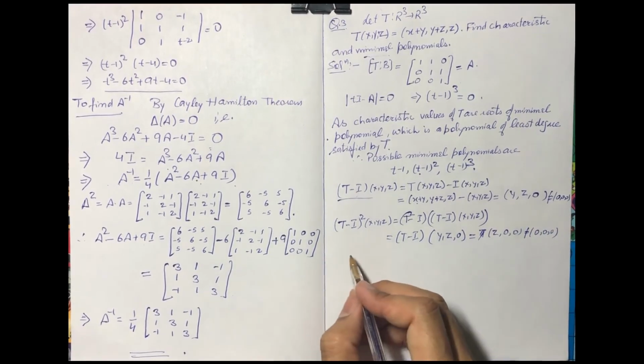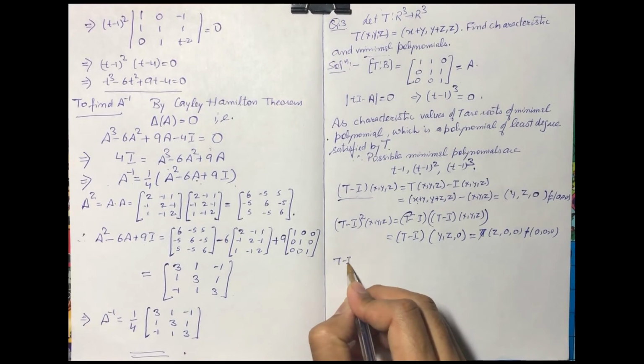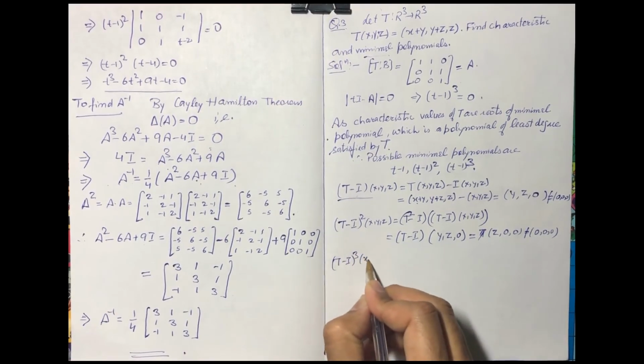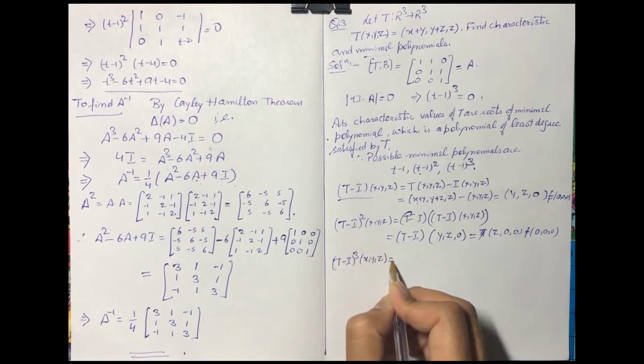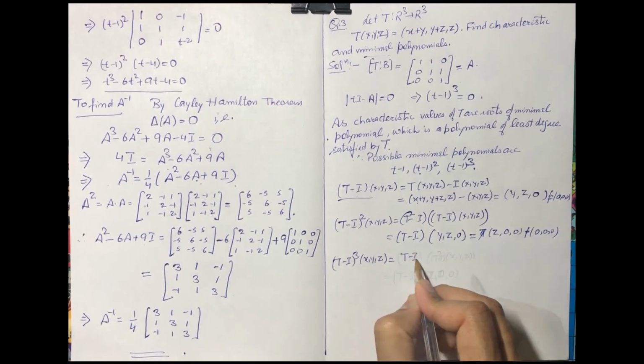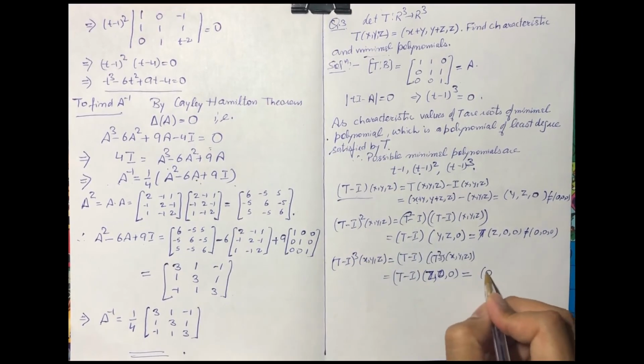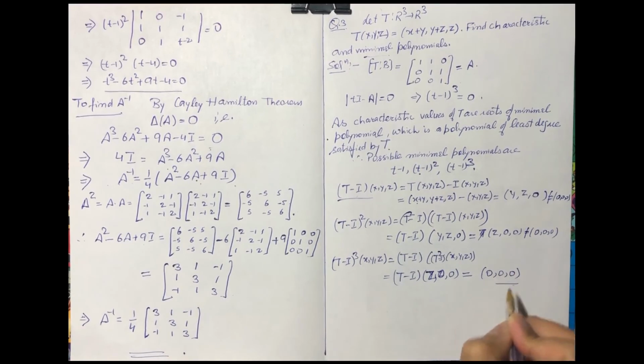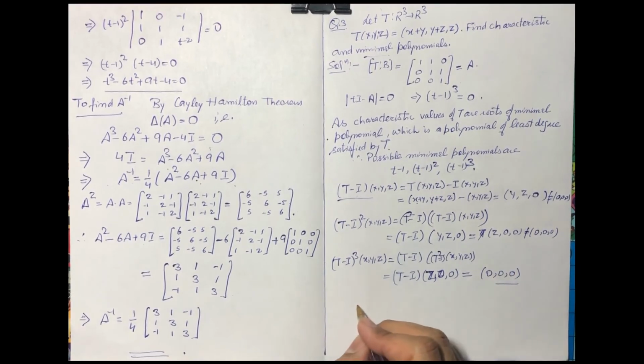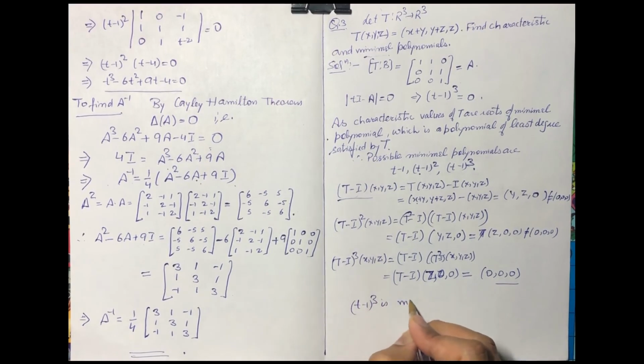Now we will check the third, (T minus I) cube of (x, y, z), that is (T minus I) of (z, 0, 0), which is (0, 0, 0). Hence (t minus 1) cube is the minimal polynomial.